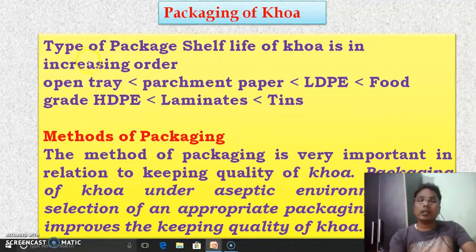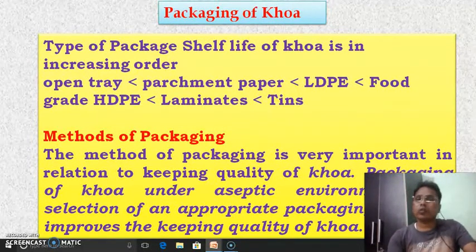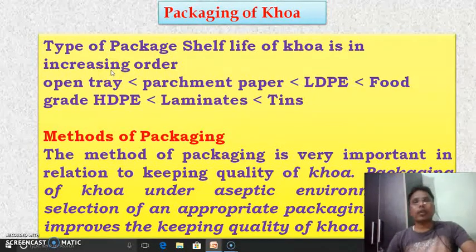So these are the various packaging materials which may be used for the packaging of the Khoa. And when we use all these packaging materials, then definitely we will get the Khoa which has more shelf life. The Khoa should be packed under aseptic environment conditions. So again, it will help to enhance the shelf life of the Khoa. So this is all about the packaging materials.